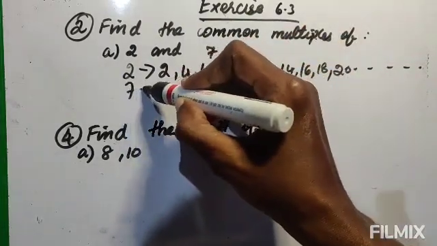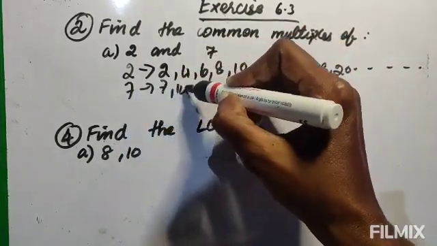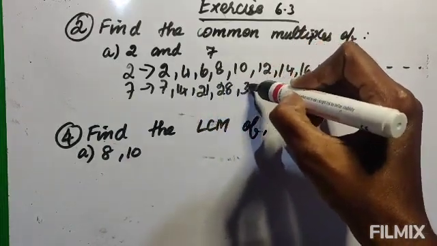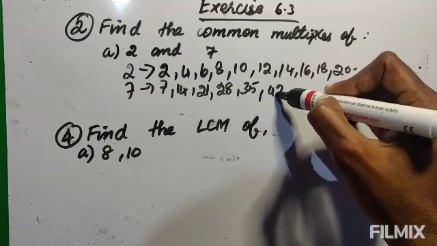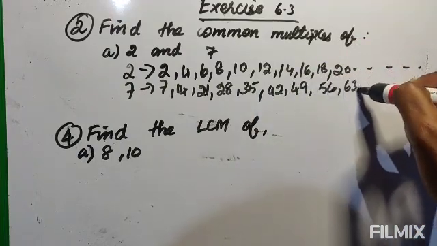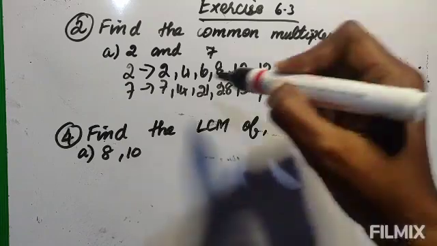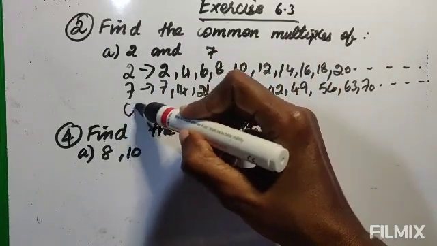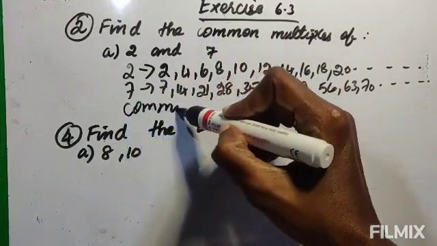Again, multiples of 7: 7, 14. This is the table only, I am just writing faster. 28, 35, 42, 49, 56, 63, 70, and it will go on. Now you have to write the common multiples. First you write the multiples, then you write the common multiples.